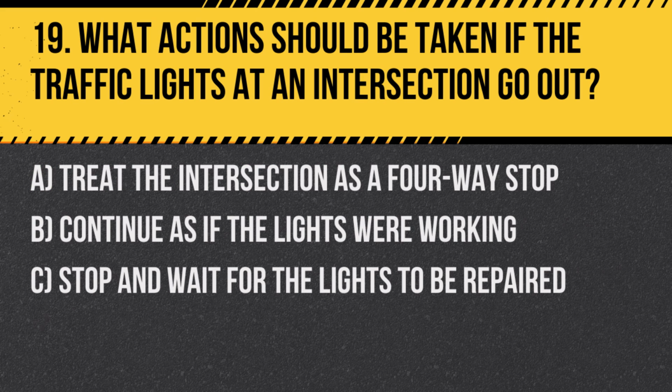Question 19. What actions should be taken if the traffic lights at an intersection go out? A. Treat the intersection as a 4-way stop. B. Continue as if the lights were working. C. Stop and wait for the lights to be repaired. Answer. A. Treat the intersection as a 4-way stop. This is the safest way to manage traffic at an intersection when the lights are out.